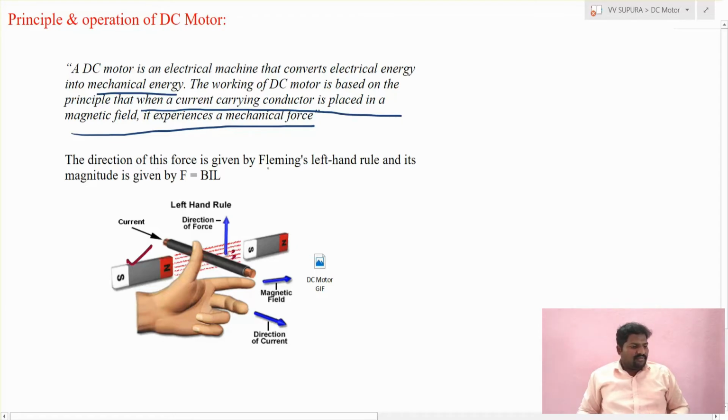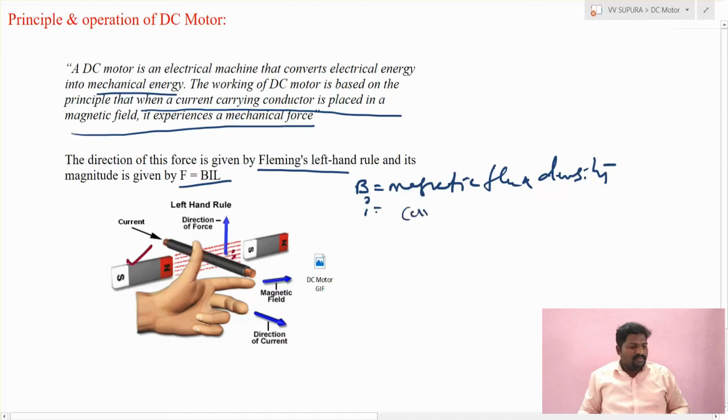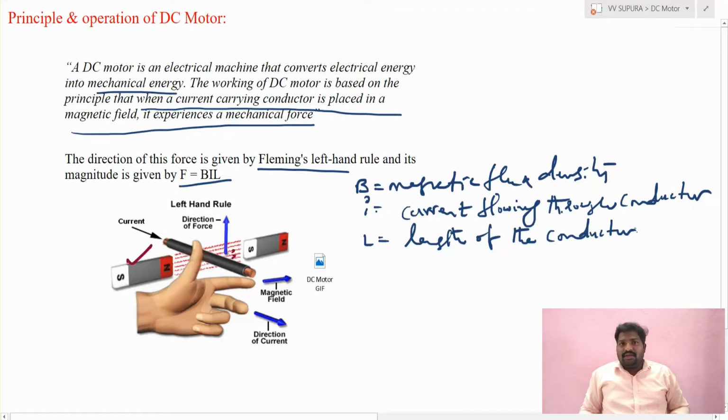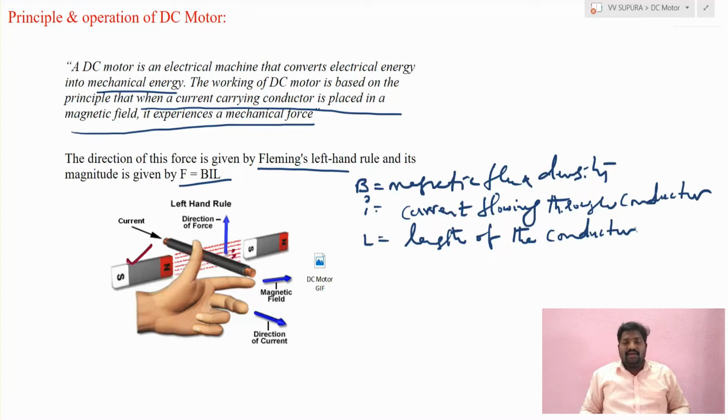The direction of force is given by Fleming's left hand rule, and the magnitude is F = BIL, where B is the magnetic flux density, I is the current flowing through the conductor, and L is the length of the conductor. So the direction of force will be found using Fleming's left hand rule, and the magnitude will be calculated from the formula F = BIL.